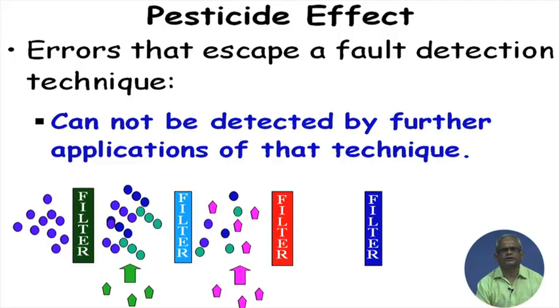So, we are just running out of time for this slot. We will continue with this pesticide effect and we will do a small problem to show what is the probability of a bug surviving the application of a filter, and what is the probability of a bug surviving when we apply 3 or 4 or maybe 6 filters one after the other. So, that we will discuss in the next session. Thank you.